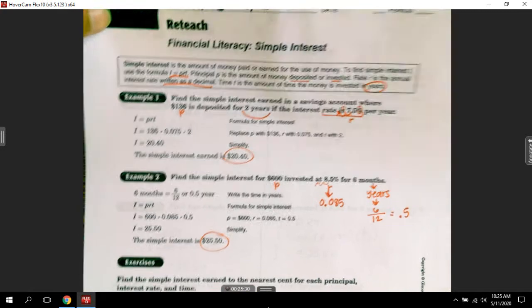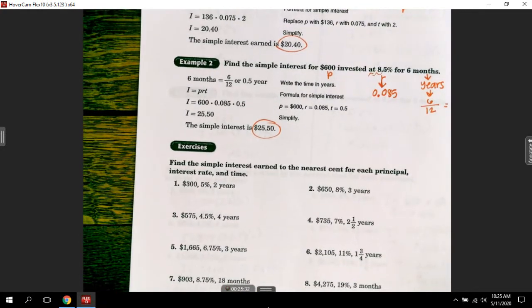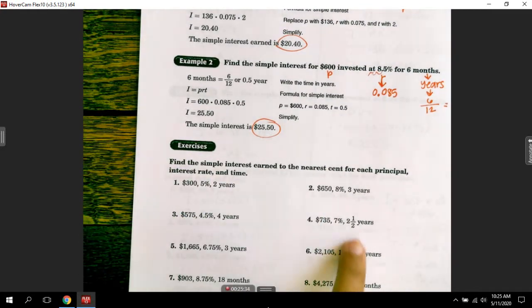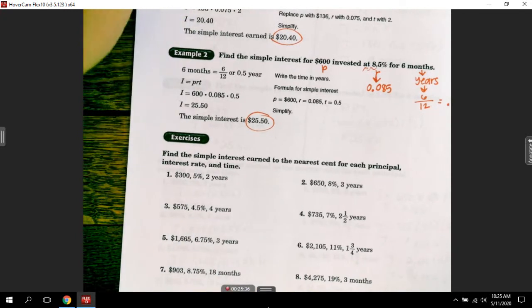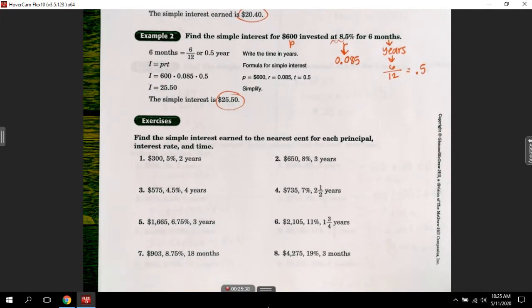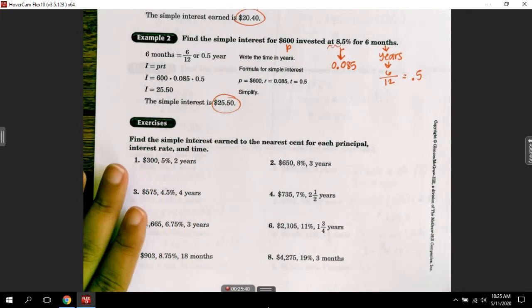So I'm just going to do, let's see, I'll do the even ones since we have a couple of fractions there. And then if you want to do the odds, you can.